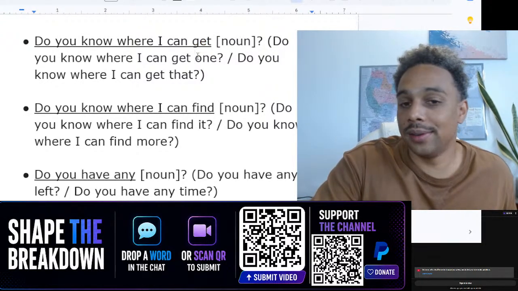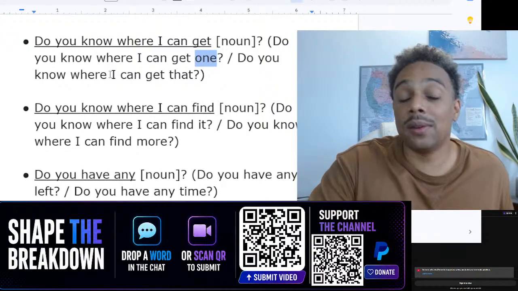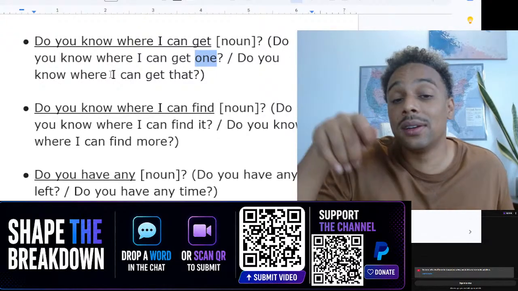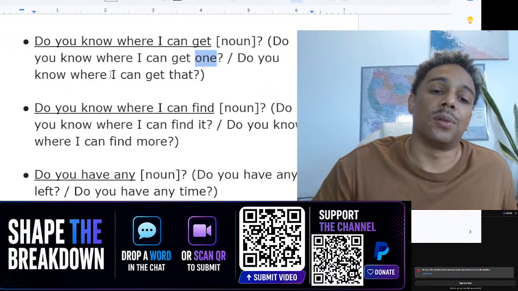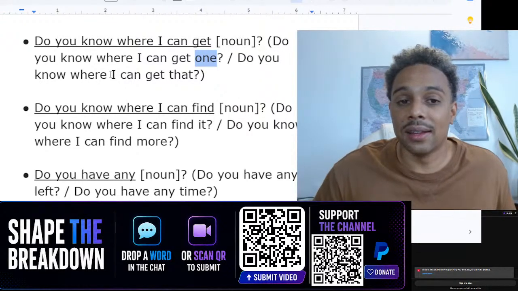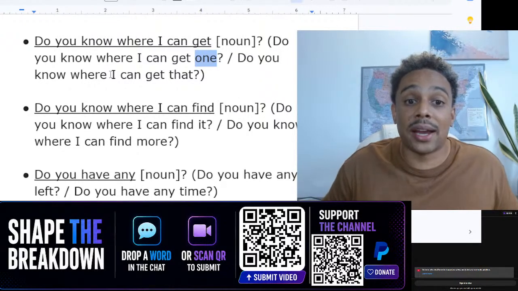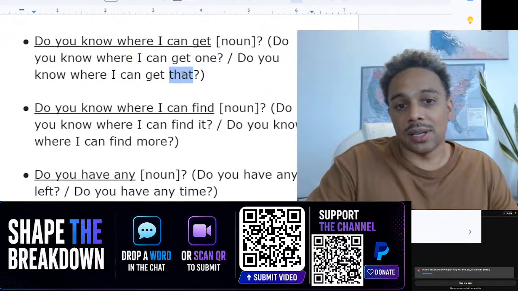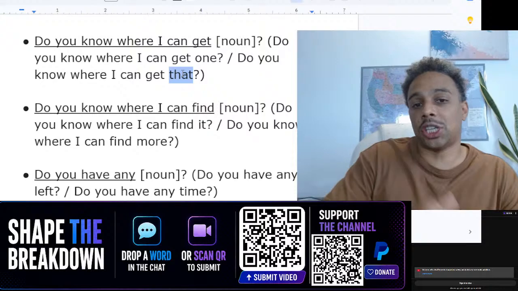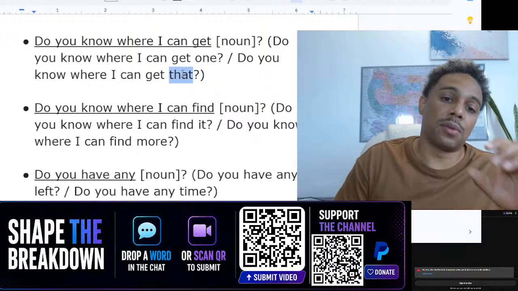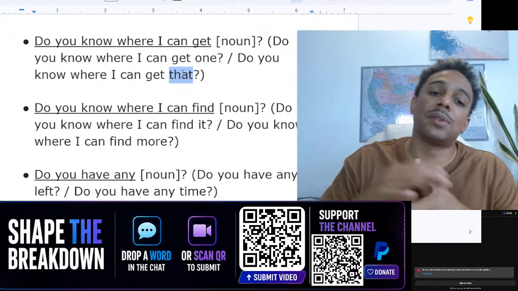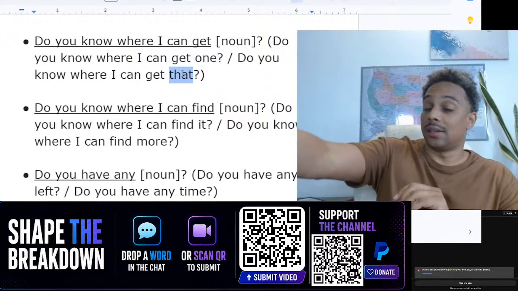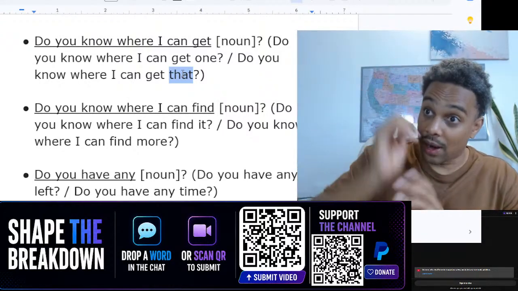All right, we're going to say "one." Do you know where I can get one? Or do you know where I can get that? This is a good example because this is a word that has changed from function to content. A lot of times that is a function word, but in this case it's important. It's like, do you know where I can get that?